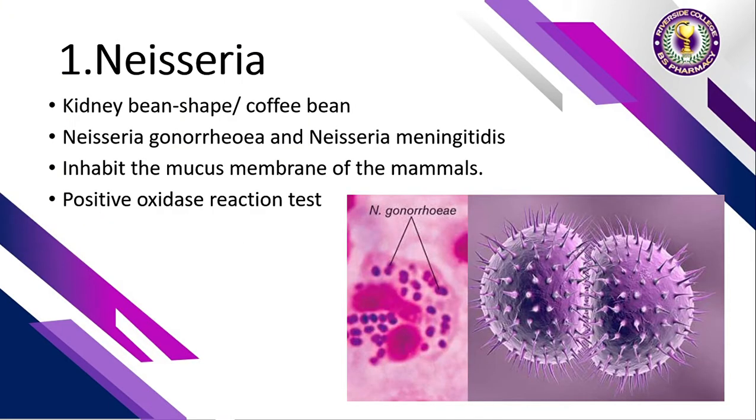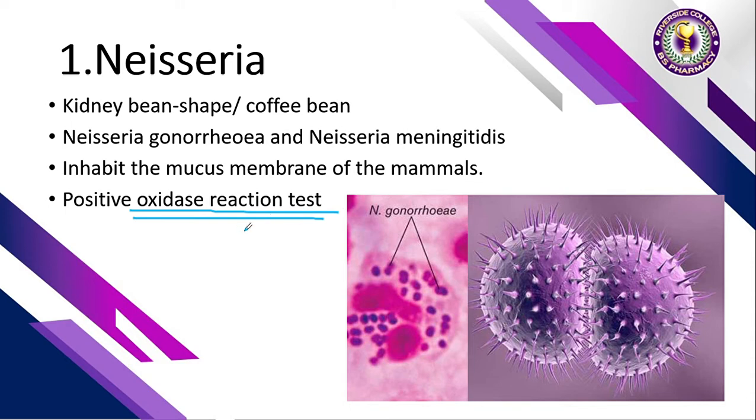So the first one in our gram-negative, we have our Neisseria. It is known as kidney bean shape or coffee bean shape. We have two Neisserias, we have meningitis, and we have gonorrhea. Its mechanism of infection is inhabiting the mucous membrane of mammals, and it is positive for the oxidase reaction test. The test for Neisseria is the oxidase reaction test.